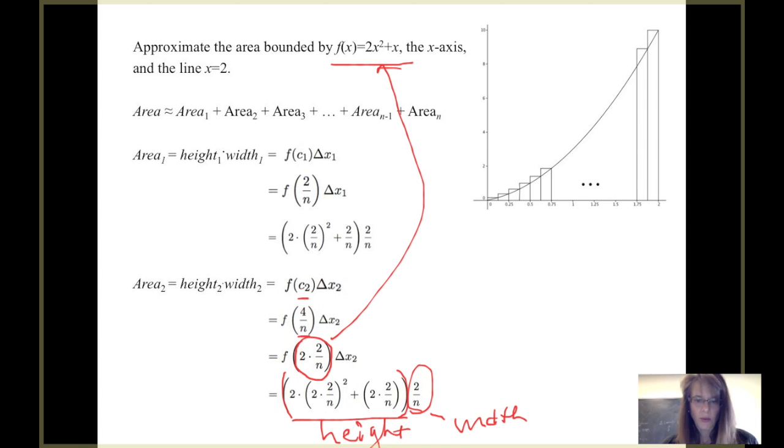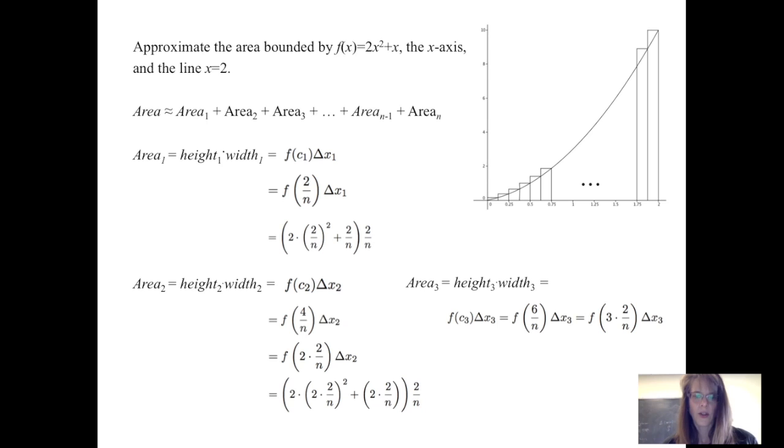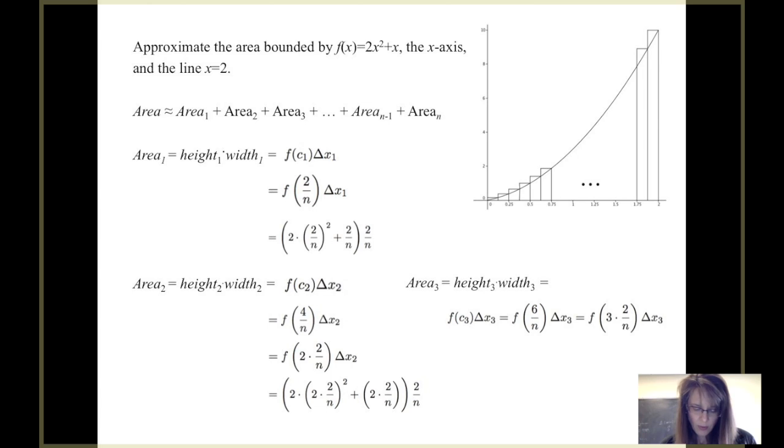Now, yes, we could multiply this all through and get maybe a little bit more compact formula, but that's not my goal here. My goal is to develop a pattern, and so it's going to be helpful to keep it in this format. Sometimes it helps to do a couple more. We'll look at the third case. The area of the third rectangle is going to be the third height times the third width. And again, it's going to be the sample point plugged into our function.